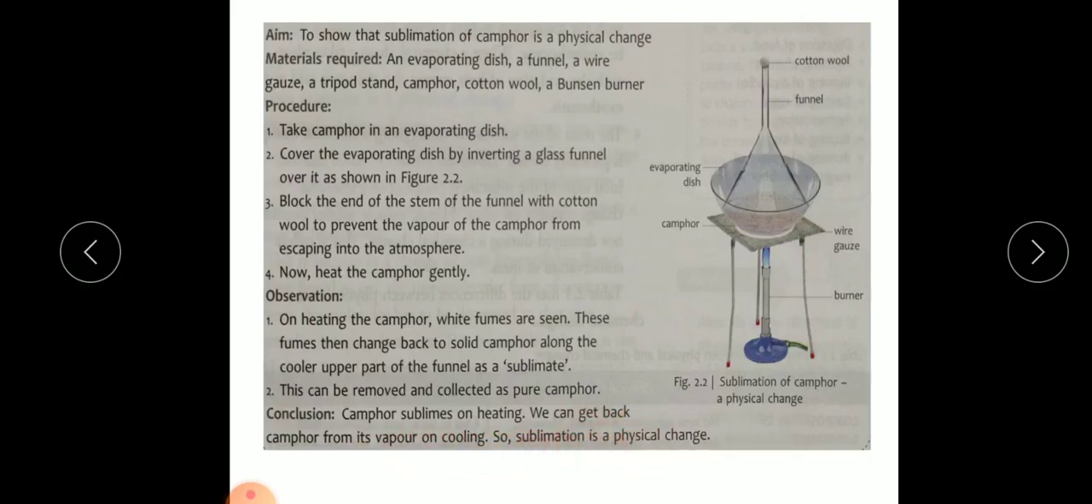So in the sublimation of camphor, we have seen the changes from solid to gas and from gas to solid, which once again is a reversible process. So we can call this a physical change.